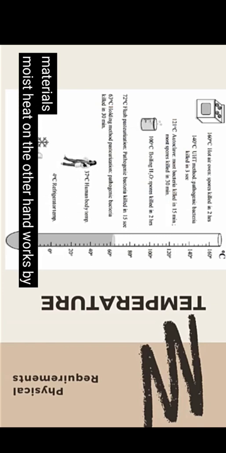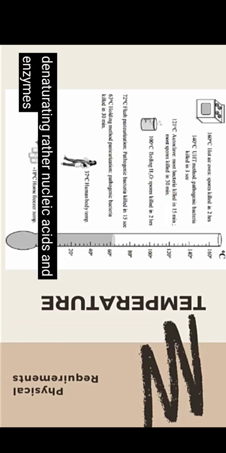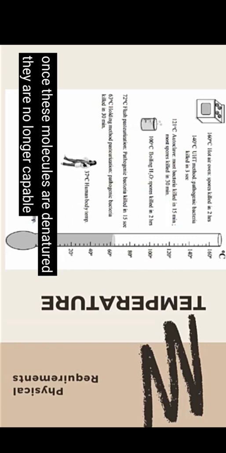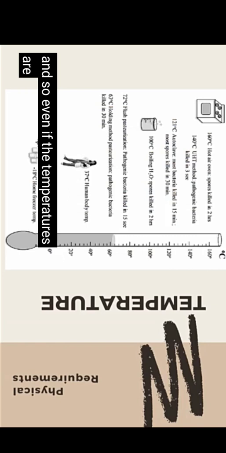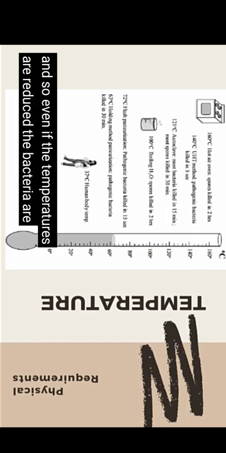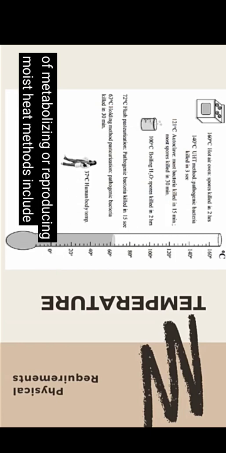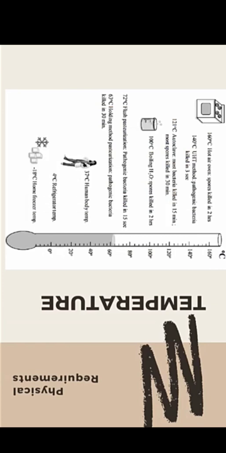Moist heat, on the other hand, works by denaturation, denaturing nucleic acids and enzymes in the bacteria. Once these molecules are denatured, they are no longer capable of functioning, and so, even if the temperatures are reduced, the bacteria are incapable of metabolizing or reproducing. Moist heat methods include boiling, pasteurization, and autoclaving.